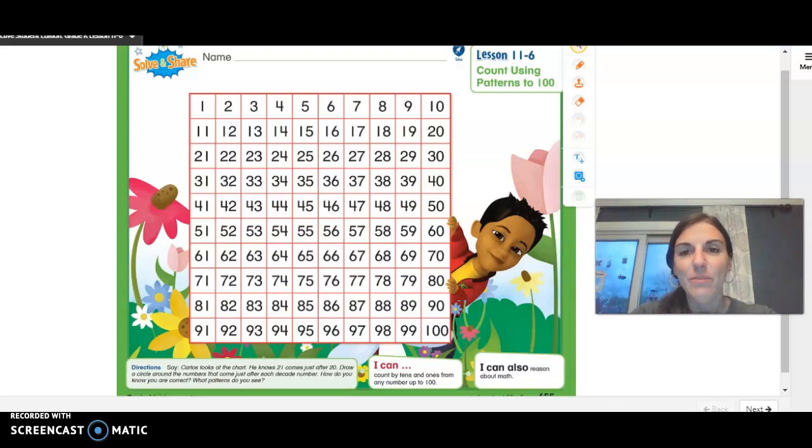Hello. Today we are doing lesson 11.6 in our math book. So if you're on this page, 655, this will look familiar. You can work on it with me if you want to open it up at the same time.